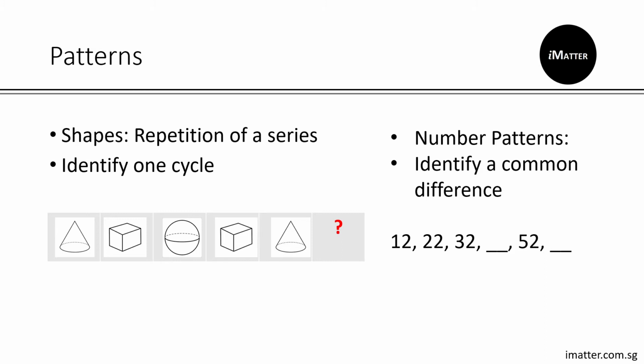the first cycle as shown. So what do you think the next one is? The next one is actually a cube. Now how do you do such patterns? I would suggest that you label each one. So the cone would be number 1, the cube would be number 2, the sphere is number 3, the other cube would be number 4, and the cone would return back to number 1. And from this, it will be very easy for you to do shape patterns.